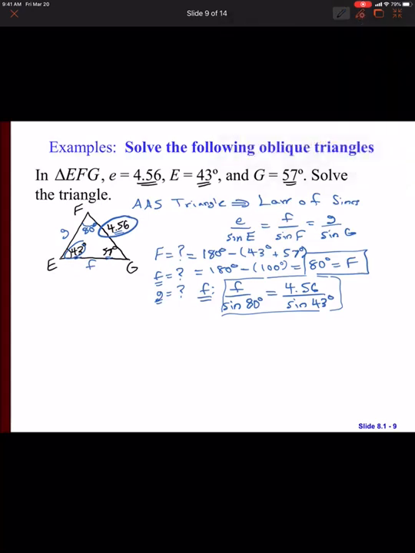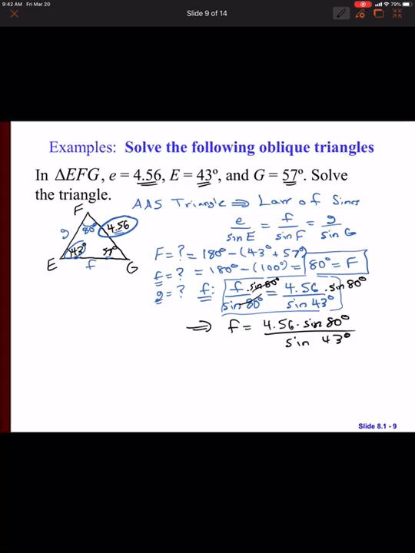To solve this proportion, let's go ahead and clear out the fraction. I'll multiply by the sine of 80 degrees and cancel those out. So F is equal to what? 4.56 times the sine of 80 degrees over the sine of 43 degrees. All right, so now we'll put that in our calculator. We have 4.56 times the sine of 80 divided by the sine of 43.